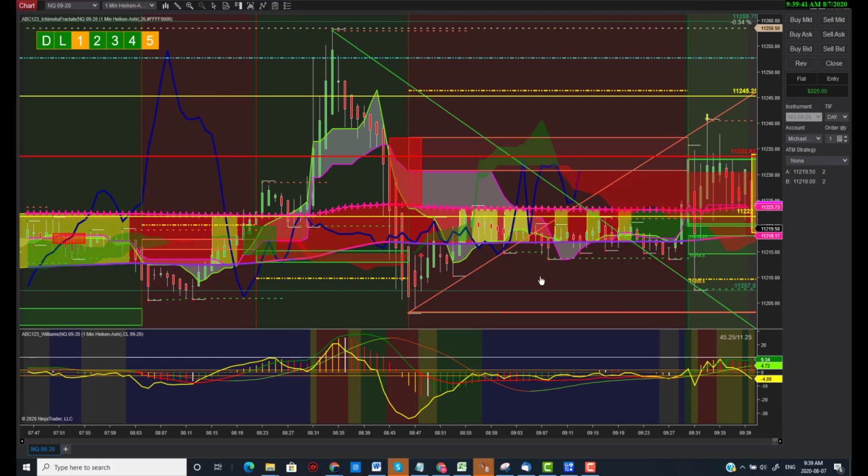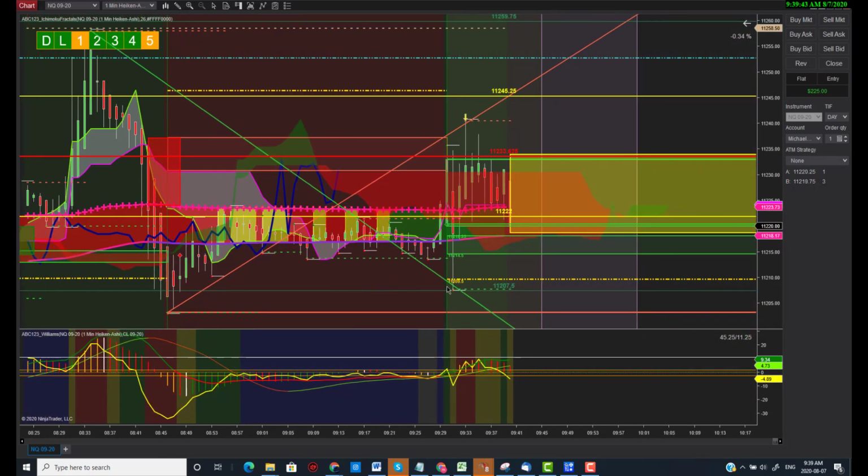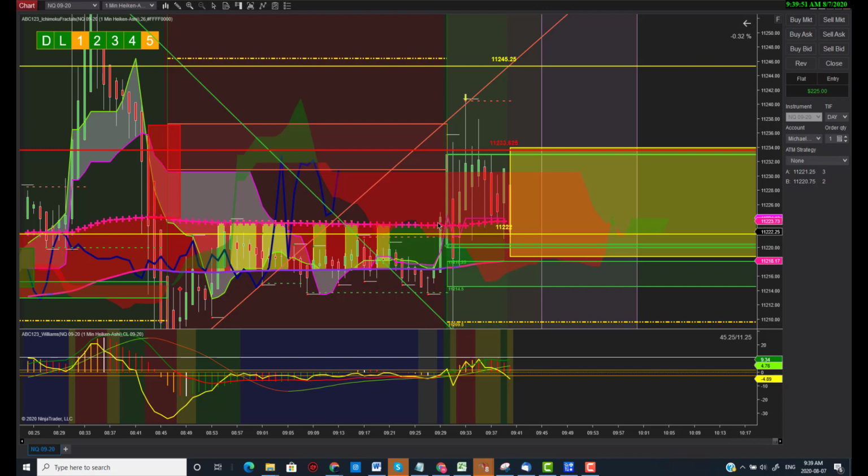And so what I'm going to be looking for is the same basic methodology, giving it some time to breathe, and then this box will be a no-go zone, because look at this. This is all sideways action.